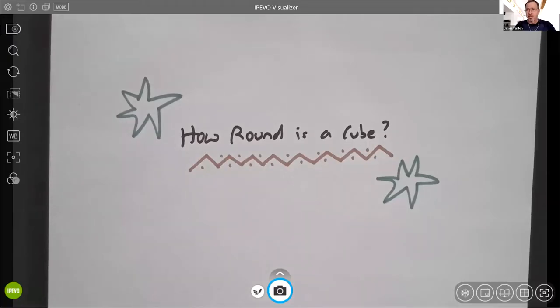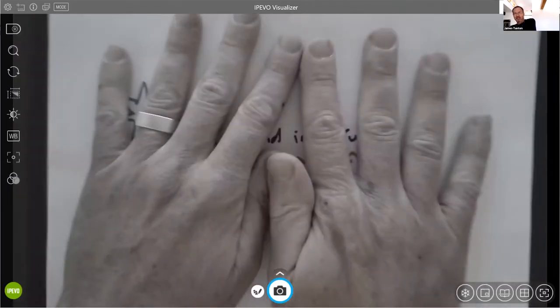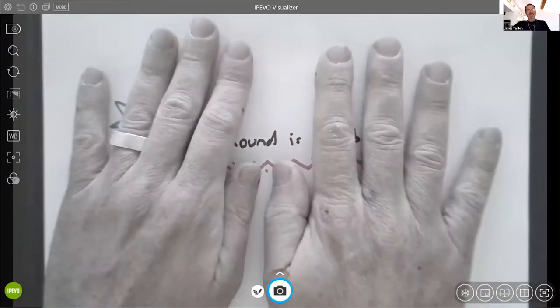Deal, excellent, all right. Have I the ability to share my screen? It looks like I do. Fabulous. So let me share my screen, because I actually like doing mathematics in real time on a piece of paper or whiteboard or chalkboard, whatever. Are you seeing how round is a cube on the screen right now? Yes. Are you seeing my hands under the screen? Yes. All right.